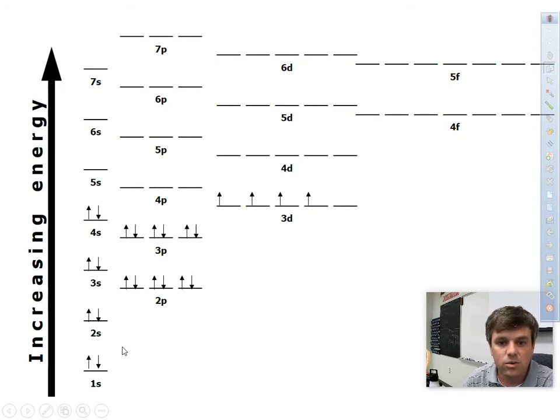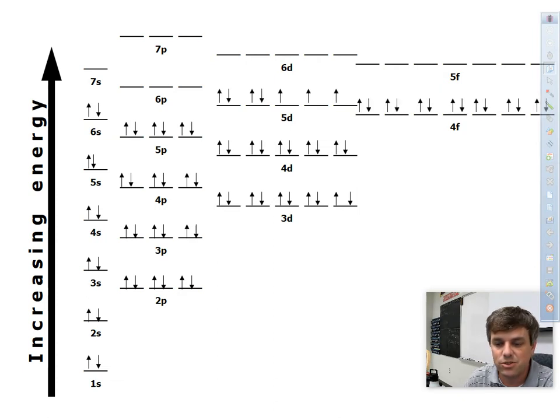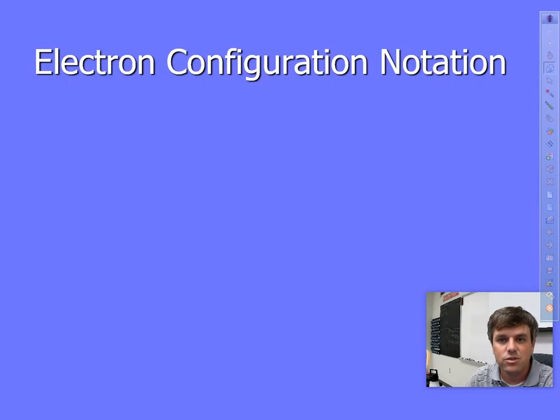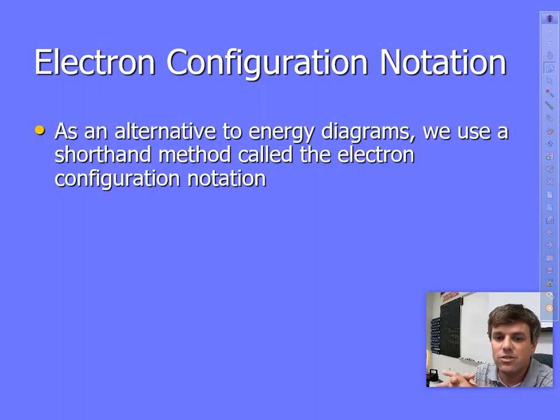So what we're going to do is use these orbital diagrams in order to figure out how to write what's called electron configurations, which is going to be a representation of this diagram that you're seeing without you having to actually draw these out. So electron configuration notation is an alternative to drawing those orbital diagrams.